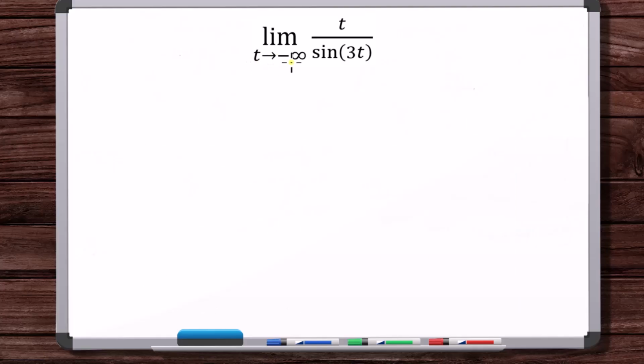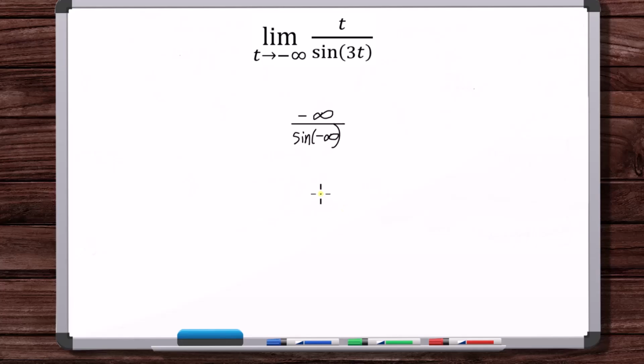Okay, the limit as t approaches minus infinity of t over sine of 3t. So plugging in negative infinity, and then 3 times negative infinity is just negative infinity. What is sine of negative infinity approaching? If you keep inputting a larger and larger negative value in magnitude into sine, what's the output doing? Sine of negative 100,000, negative 100 million, negative 100 trillion, negative 100 quintillion.